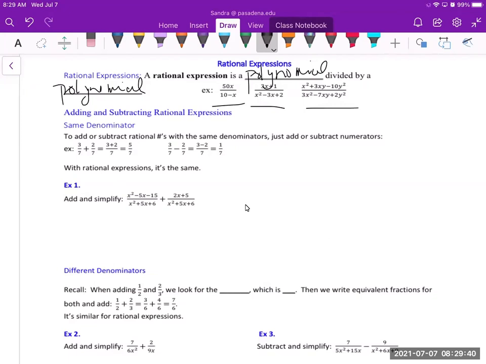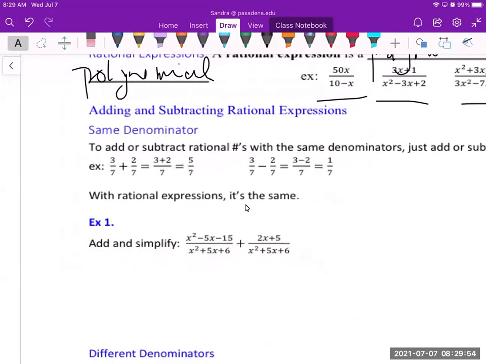Adding and subtracting rational expressions. If we have the same denominator, we're going to add or subtract the numerators and keep the same denominator. Okay, here's example number 1, and you can actually see it here on the notes already. We have 3 over 7 plus 2 over 7. And you can see that the only thing that we do is add the numerators. 3 plus 2 is 5, but we keep the same denominator, so it's 5 over 7. If they have the same denominator, then I only subtract the numerators. 3 minus 2 is equal to 1. And the denominator, we keep it the same.